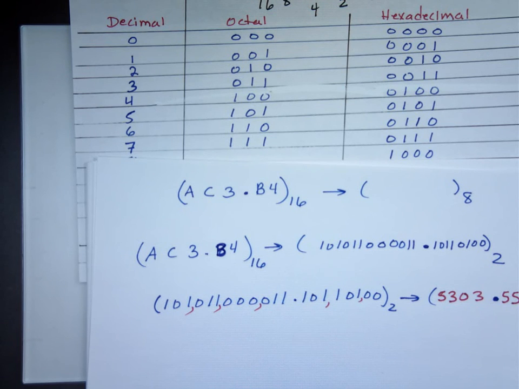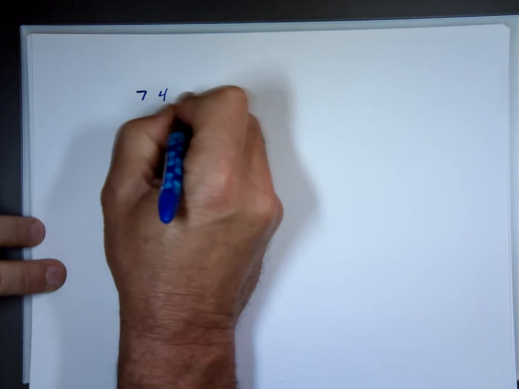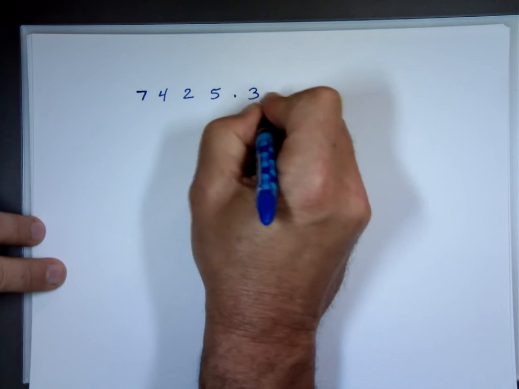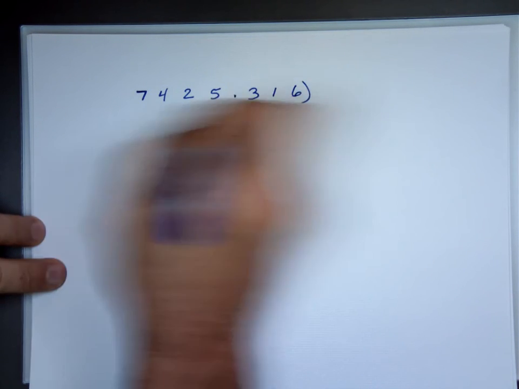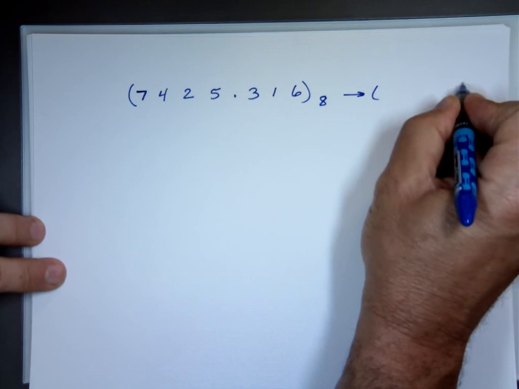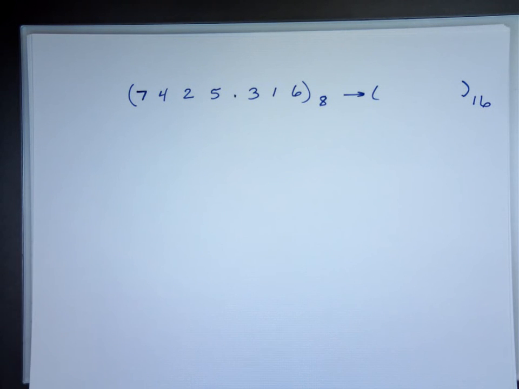Let me do another one that way. I'm going to hide the chart too, intentionally for me. And I have 7425.316 base 8. Now I want to change it to base 16. So first I'm going to go from base 8 to base 2.